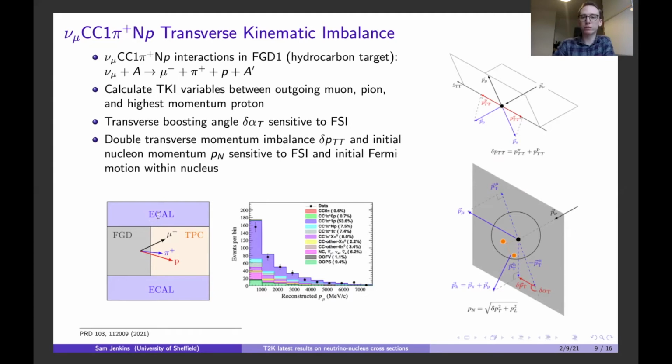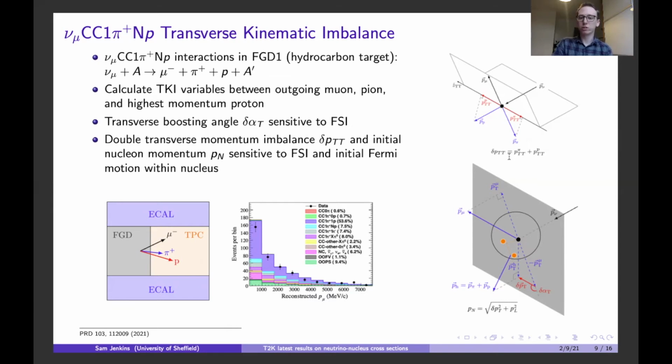Once we have these particles, we use the muon, pion, and the highest momentum proton in order to calculate these transverse kinematic imbalance variables. The first of these is the double transverse momentum imbalance, which is done by taking the vector of the muon momentum and using this to form a plane. We then project the pion and proton momentums onto that plane and look at the difference between them, which gives you delta PTT.